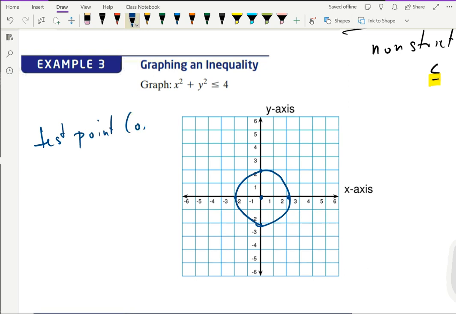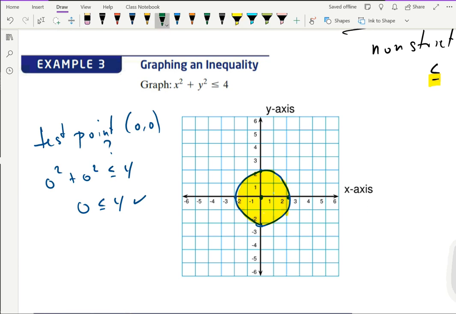If possible, 0, 0 is nice because 0 added to anything is just anything, and anything multiplied by 0 is 0. So if we choose 0 squared plus 0 squared is less than or equal to 4, what we're checking is: is this true? If it's true, then we're going to shade wherever that test point is. If it's false, then we're not going to shade that piece. So 0 squared is 0, so 0 plus 0 is 0. That is indeed less than or equal to 4. That means we're going to shade inside where that test point is. And so inside this region is the graph of the solution.